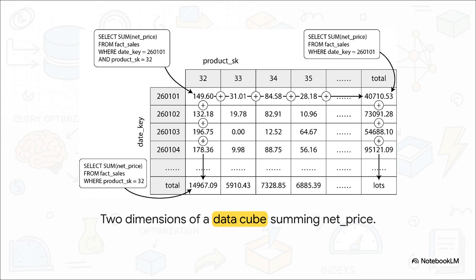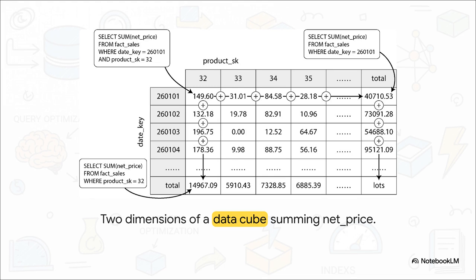Down the vertical axis, we have our date key dimension. Across the horizontal axis, we have our product SK dimension. Every single cell inside this grid contains a fully materialized aggregate. In this specific case, it's the sum of the net price. So if you want to know the total sales of product number 32 on the date 26/01/01, you just jump straight to the intersection. Boom, it's $149.60.